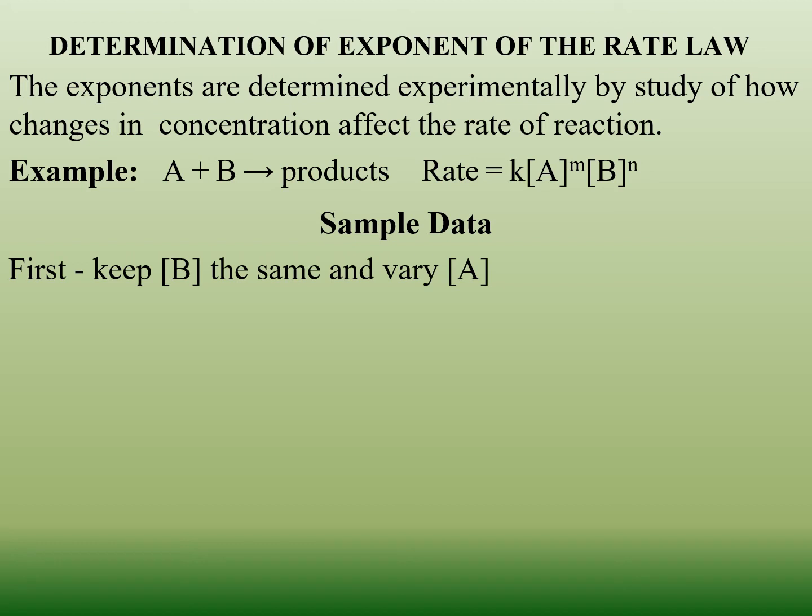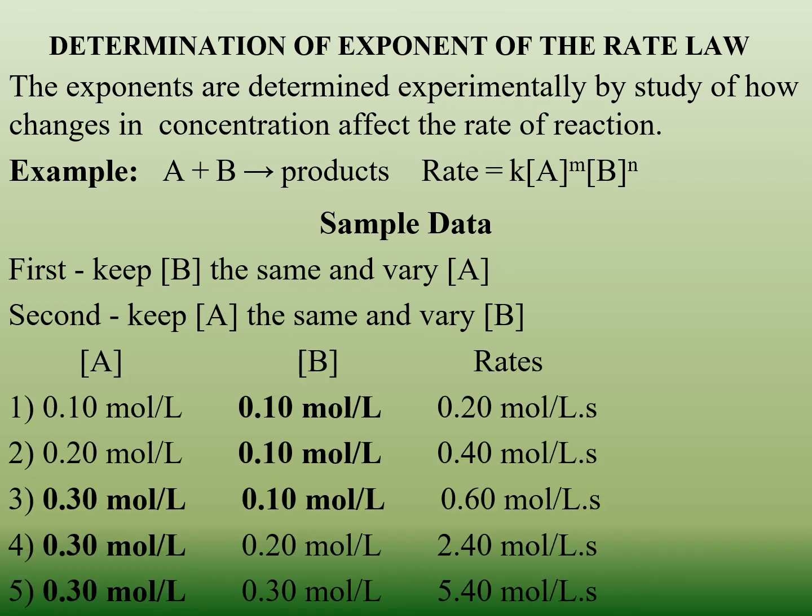In the first set of experiments, the concentration of B was kept the same, and the concentration of A was varied. In the second set of experiments, the concentration of A was kept the same, and the concentration of B was varied, and we get this set of data. For a total of 5 experiments, we have the concentration of A for each, the concentration of B for each, and the initial rate for each. In experiments 1 to 3, the concentration of B was kept constant, and A was varied. In experiments 3 to 5, the concentration of A was kept constant, and B was varied.